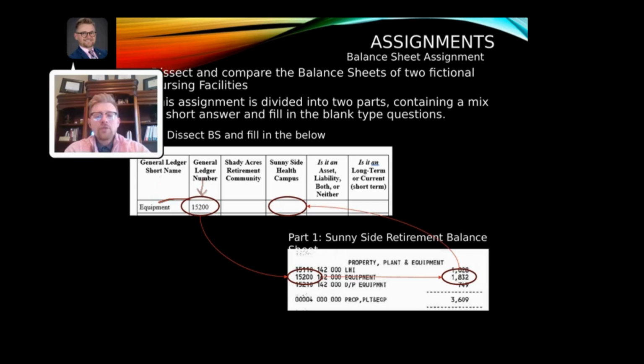And then you're going to go to the actual balance sheet provided. Based upon the short name and the number, you're going to find that line item, and then you're going to tell me, hey, this is how much it is, right? That part shouldn't be too challenging. Then you're going to identify, hey, is it an asset, a liability, short term, long term, what have you.